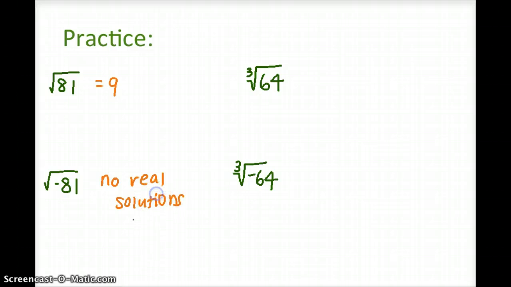And this is because a number squared can never equal a negative number. So for example, even if we had negative 9 squared, this would equal positive 81, and this is negative 81. So there are no real solutions to this radical.